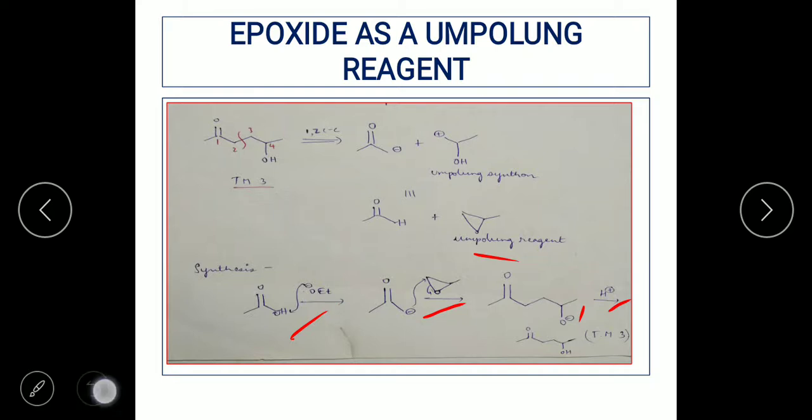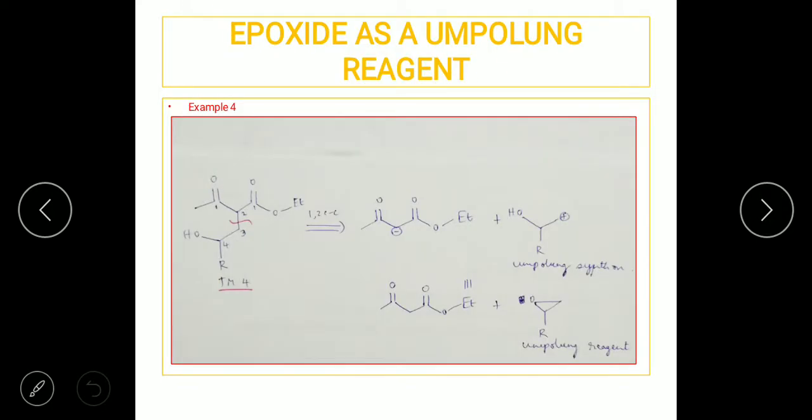So this is again making use of the epoxide as the umpolung. So this is an example 3 with the ketone and hydroxyl as the functional group. Next, let us go with the example 4. So now here in the target molecule 4, we have a diketone, we have an ether, we have a carboxylic acid, we have a diketone, and we have a hydroxyl group.